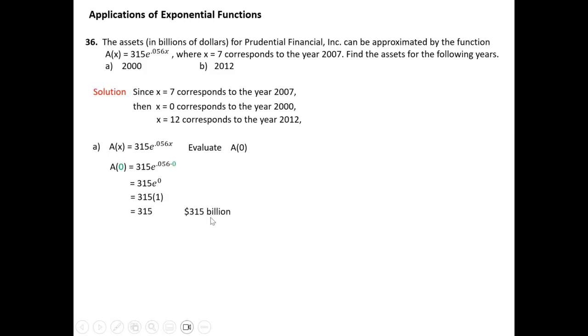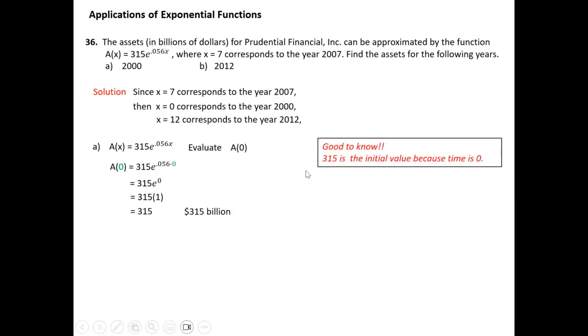So it's going to be 315 billion because the assets are in billions. Okay, now guys, it's wise to know that 315 is called my initial value. Why is that called my initial value? Because when time is 0, when x is 0, whatever the y is, that's your initial value. So the 315 is my initial value. It's good to know for some of the homework on this section here.